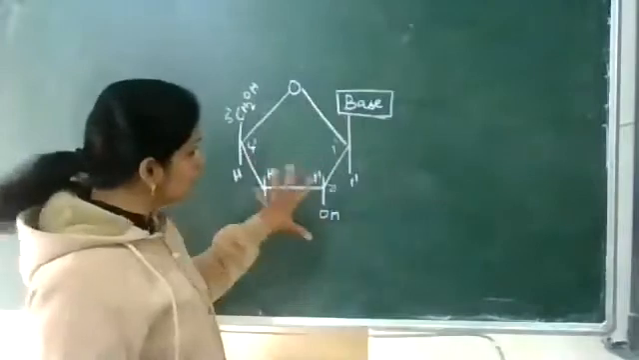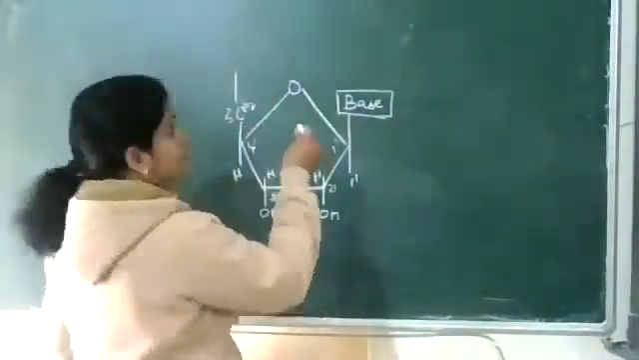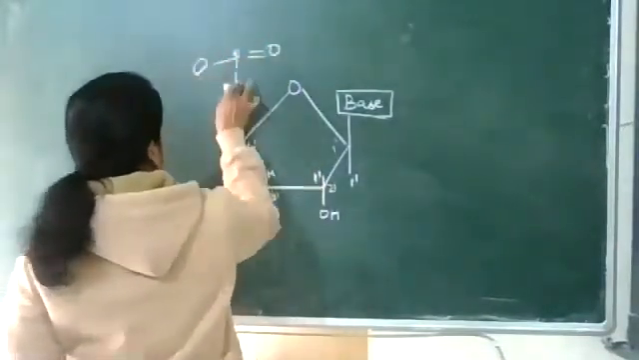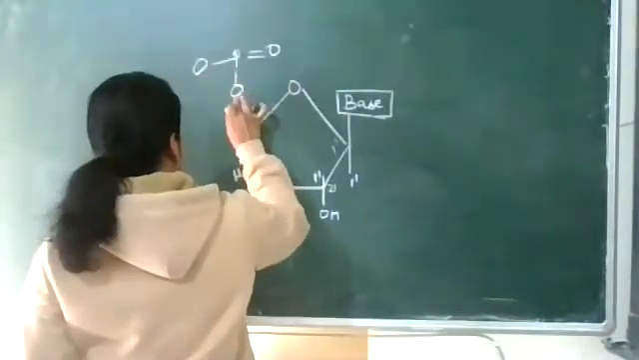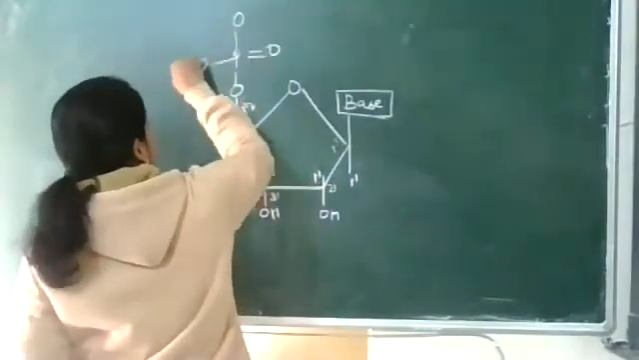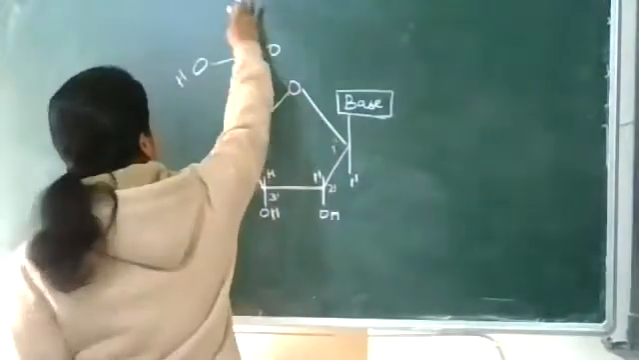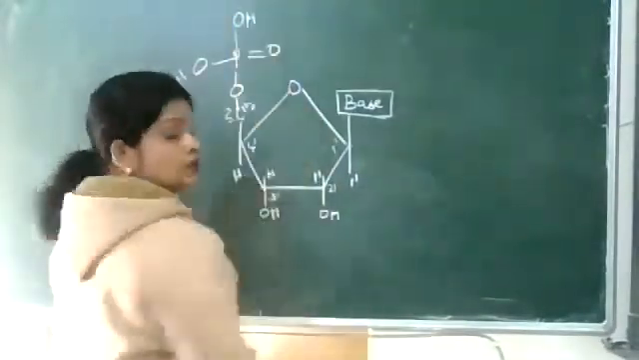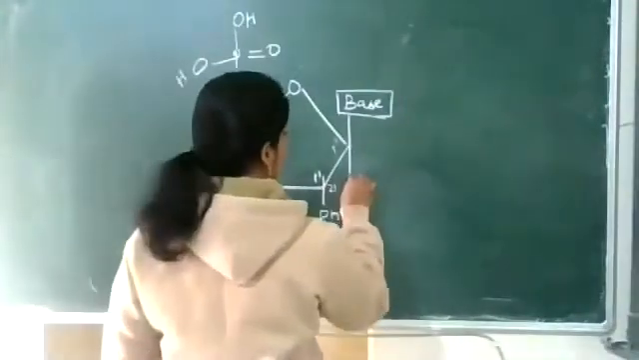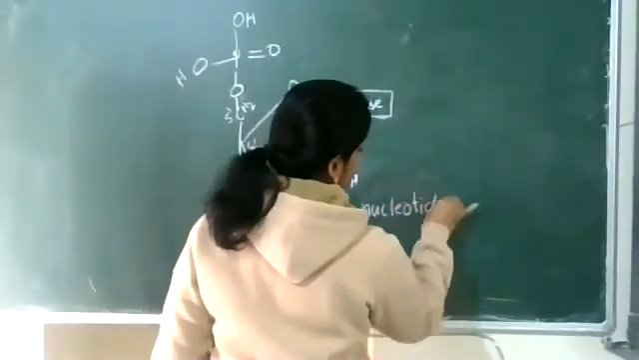When this nucleoside is connected to a phosphoric acid, in the sense P, this O, here O, then OH, here it is OH, then it is OH. So this is called a nucleotide. This is called a nucleotide. Nucleotide.